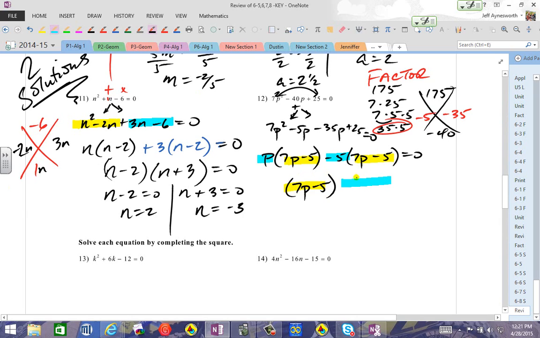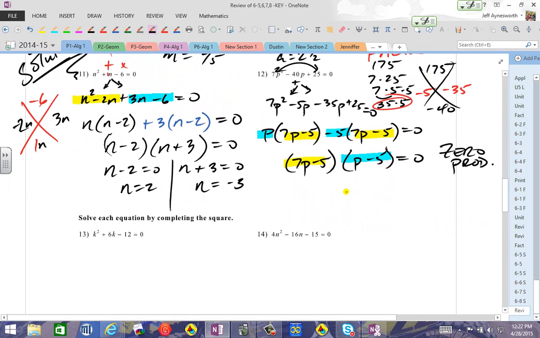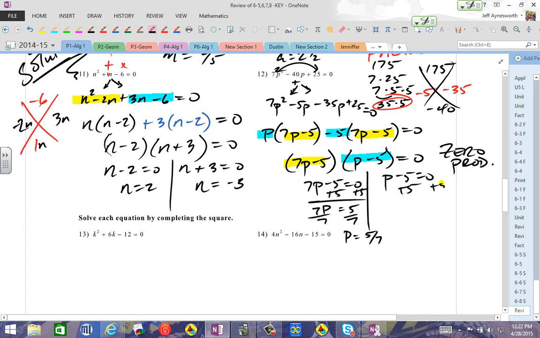Now I got a zero product right here. Because of that, I set them equal to 0 and solve. And I get my two answers: 5/7 and 5.